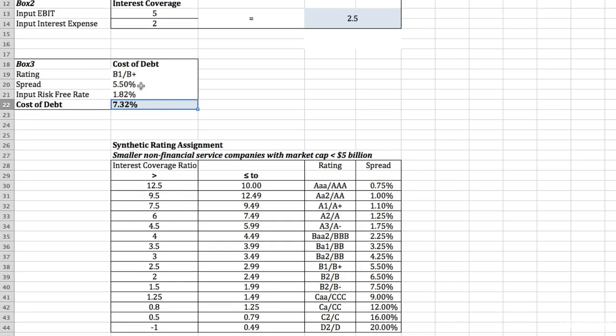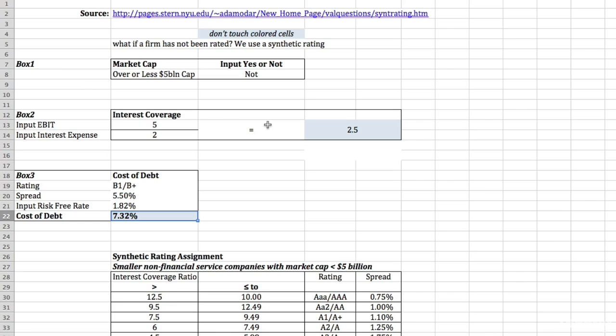7.32%. This is given by the risk-free rate plus the spread, so the additional interest that the company has to pay to borrow money from the markets. And that's how we get our cost of debt, assuming though that the company has no capital leases.